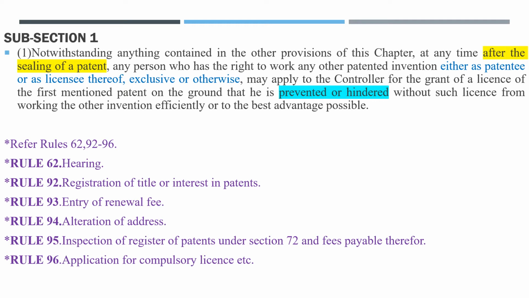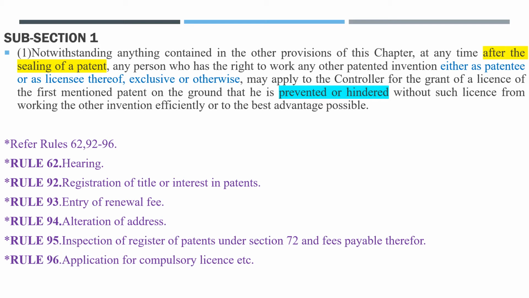Listen carefully. Related patent applications are filed after the original application is made but before the patent is issued. An inventor might want to file a related patent for a technology that improves on the initial design. This allows him or her to avoid filing a new application. Now let me analyze this particular subsection.